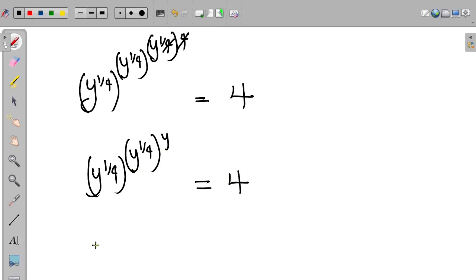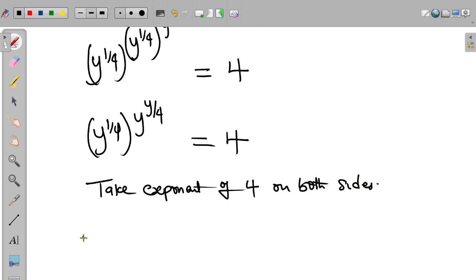So we have it now that y raised to the power of 1 divided by 4, all raised to the power of y. So 1 times y is y, so this becomes y raised to the power of y divided by 4 equal to 4. Now at this point, the next step is to take exponent of 4 on both sides.